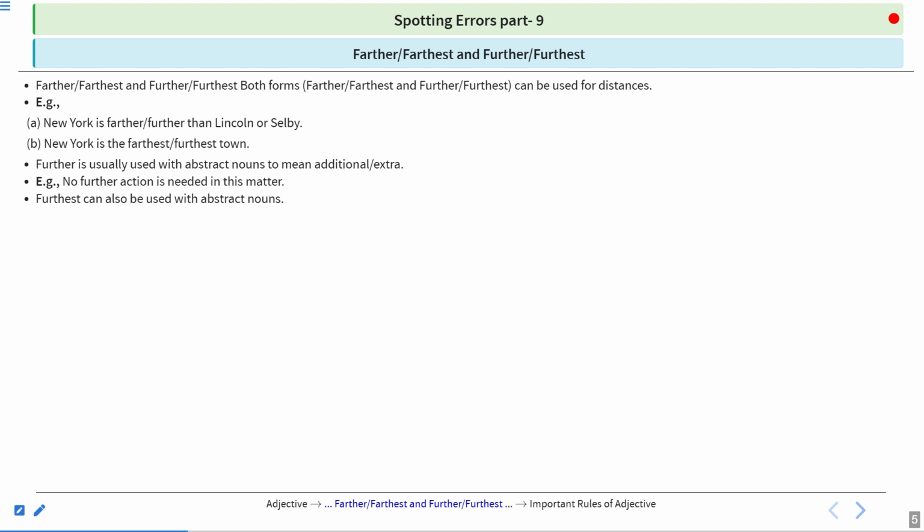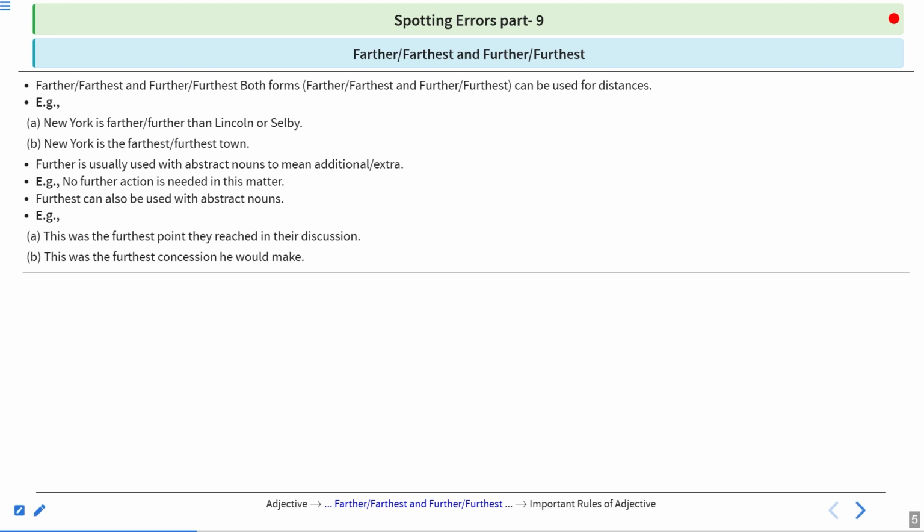Further can also be used with abstract nouns. This was the furthest point they reached in their discussion. So point is not a tangible object; point is something abstract. This was the furthest concession he would make. Again we have used an abstract noun. I hope you have understood.